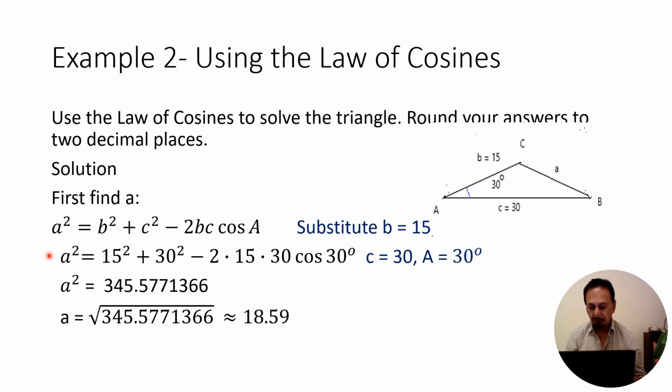So to find side a, we use this formula of the law of cosines. a squared equals b squared plus c squared minus 2bc cosine of A. Now I substitute b is equal to 15, c is equal to 30, and A is 30 degrees. So this becomes a squared equals 15 squared plus 30 squared minus 2 times 15 times 30 times cosine 30 degrees. And now put it in the calculator, you should be able to get 345.577136. Now we take the square root of 345.577136, so it is approximately 18.59, to two decimal places.